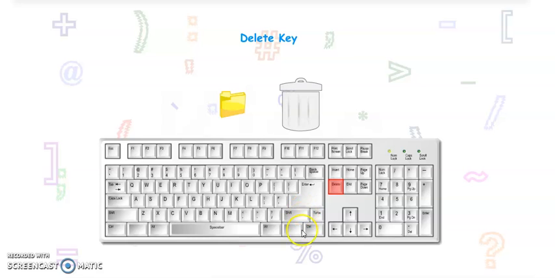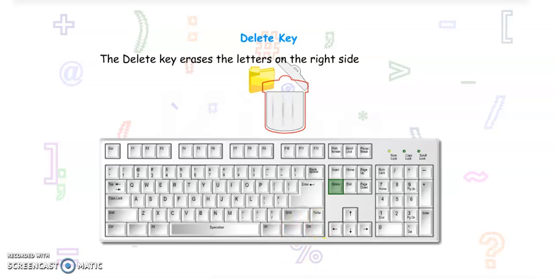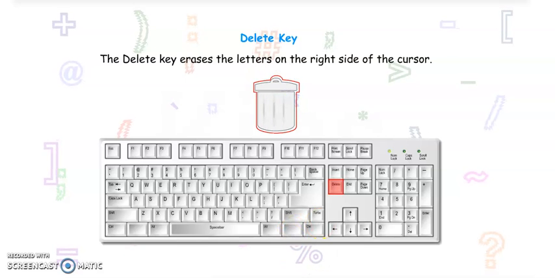So the next key is the delete key. It is also used to erase the wrong letters, but the difference between backspace and delete is that it erases the letters on the right side of the cursor. If our cursor is on the left side of a letter, it will erase from the right side of the cursor. So this is the delete key. You can see it is written here, delete, DELETE.